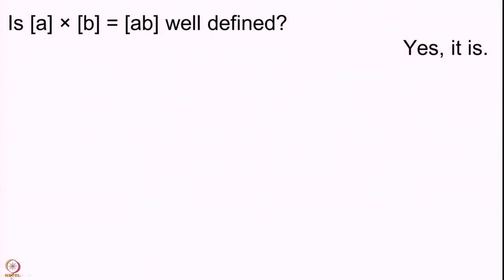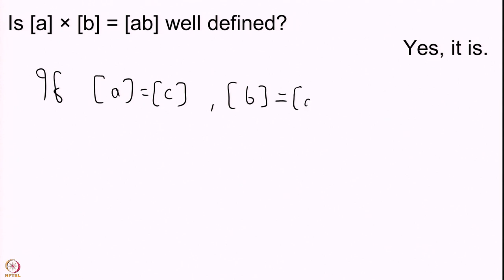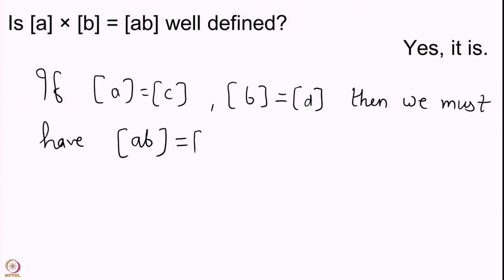Let us go over to the next slide to check whether the multiplication is well defined. So, indeed multiplication is also well defined, and for that we need to check the same thing. So, if the class of A is the class of C, the class of B is the class of D, then we must have the class of AB to be equal to the class of CD.